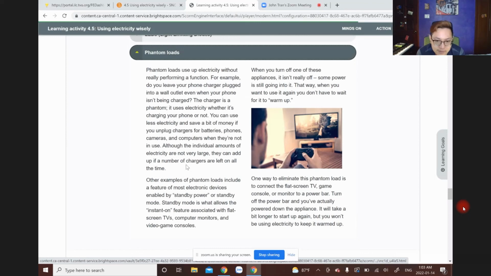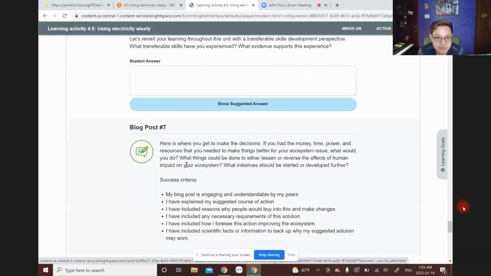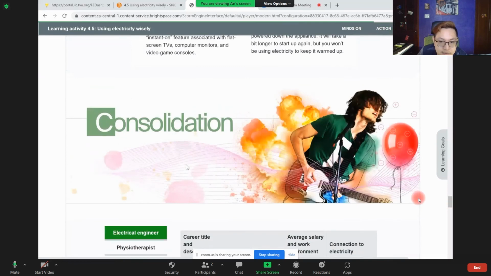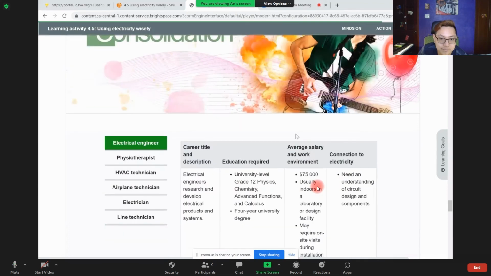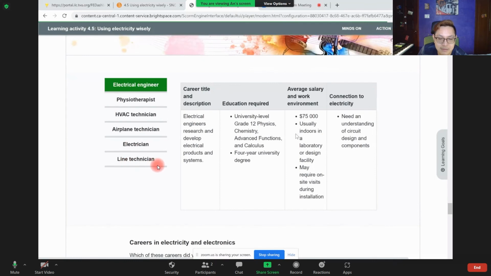Alright, is there any other thing? Yeah, there's a bit, but I can just read them. Transferable skills, average salary and work environment. Electrical engineer, physiotherapist, career connection to electricity. Why are they talking about career at this part? I don't understand. Can you go down, please? Yeah, sure. Oh, they talk about careers with electricity. Okay, you can read this on your own because it's not really related to physics now. It's just a career path. Okay, I'll see you then.